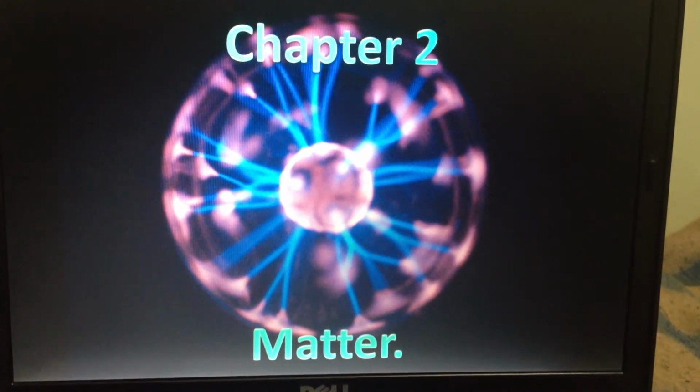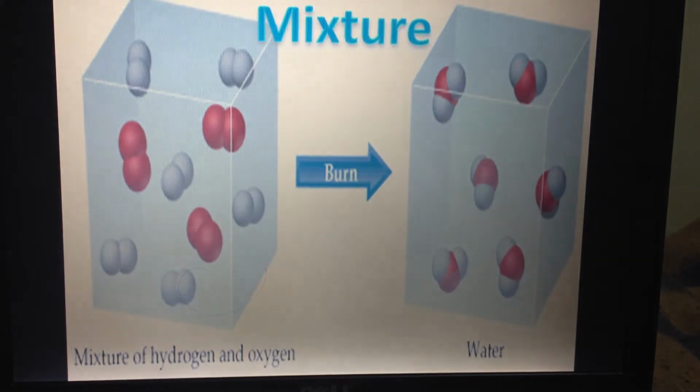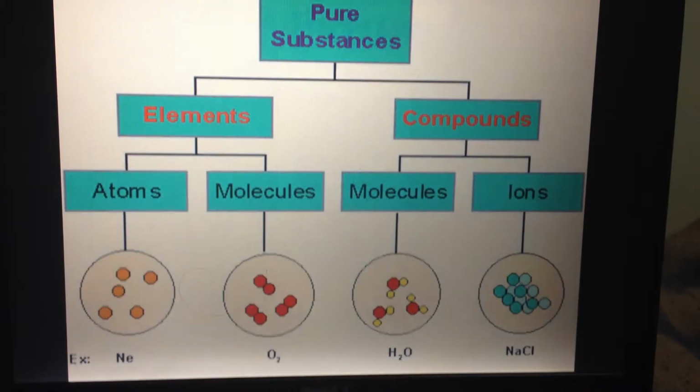Chapter 2. Matter. Mixture is what you get when you combine two substances in such a way that no chemical reaction occurs between the components and you can separate them again.